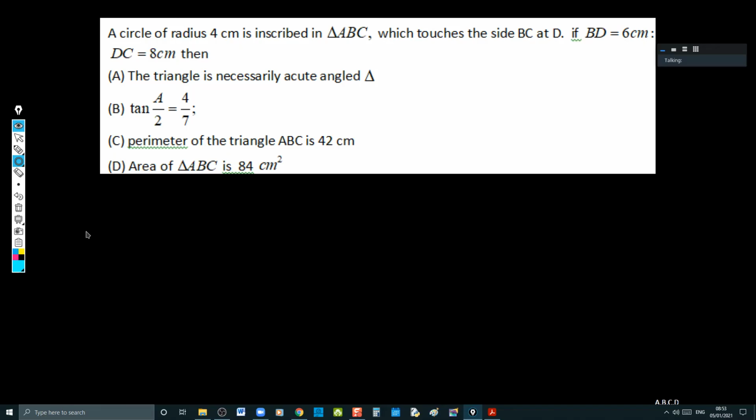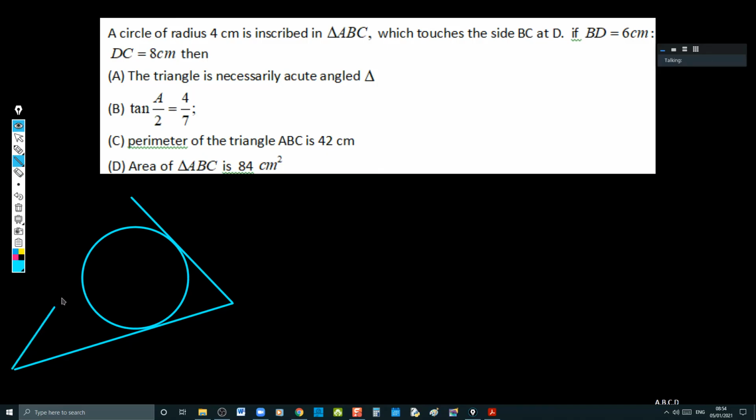Let us try the construction, that is reverse construction. What I mean to say by reverse construction, the circle is to be drawn later, but I'm drawing it in the beginning because we may not be getting the perfect diagram. These are the two tangents drawn from an external point to a circle.